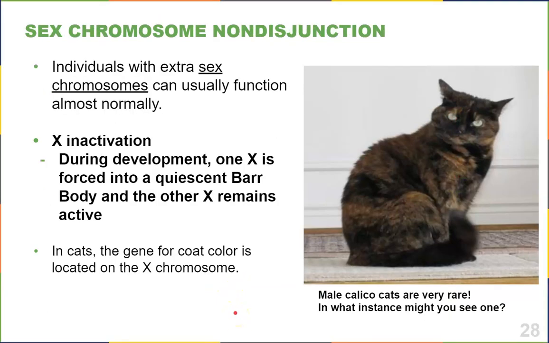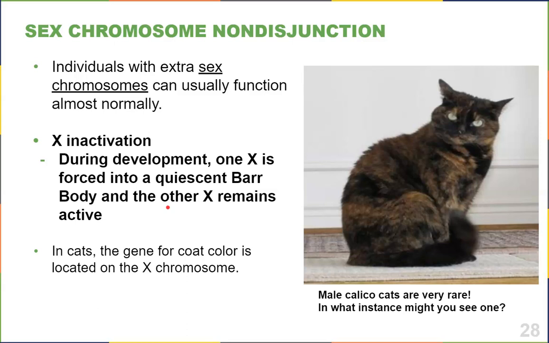The sex chromosome nondisjunction, if we get a sex chromosome nondisjunction, so like an XXY individual, so we have 2 X's and a Y chromosome, we can actually get a male calico cat. That's how XXY is the only real way we can get it. Normally calico cats are only females, but we can have a calico male. X inactivation typically happens on sex chromosomes. So having extra sex chromosomes is really not that detrimental to an individual.